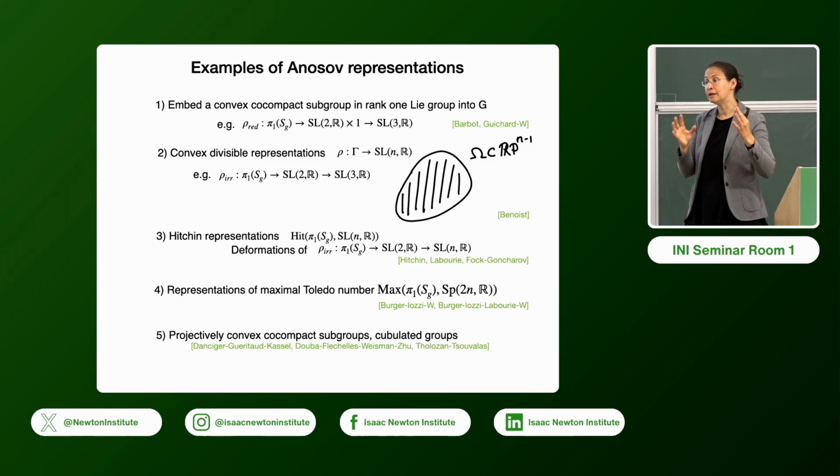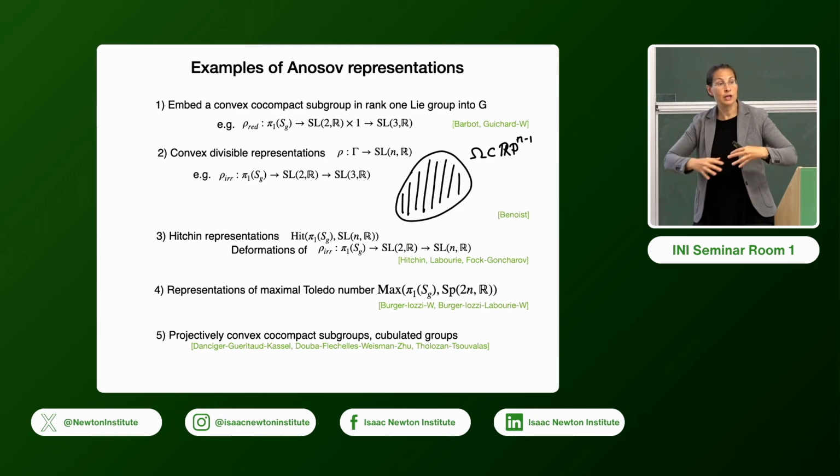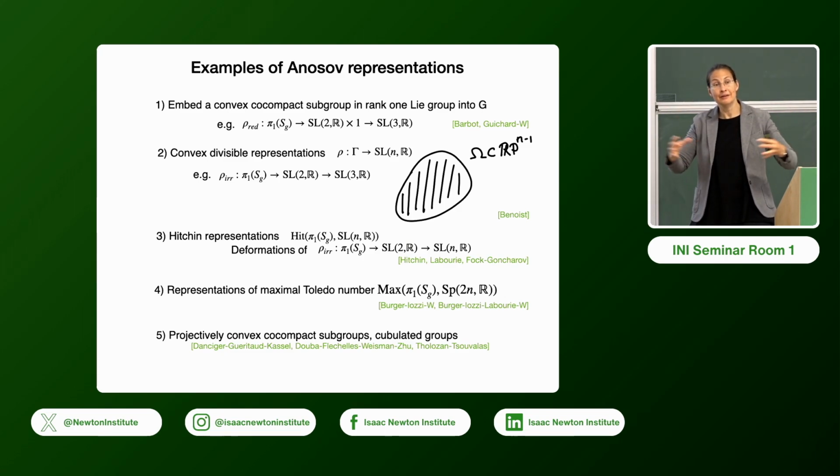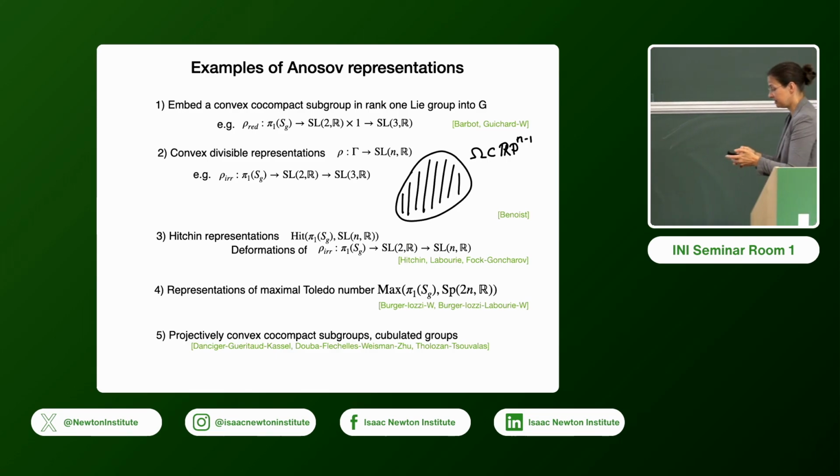groups which do not admit a discrete embedding into a rank 1 Lie group, but admit Anosov representations into higher rank. So it really opens up not just convex co-compact subgroups of rank 1 groups, but there are many more hyperbolic groups which now appear as Anosov representations in higher rank.